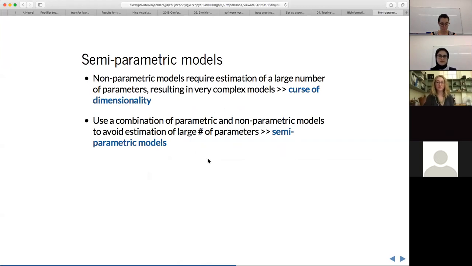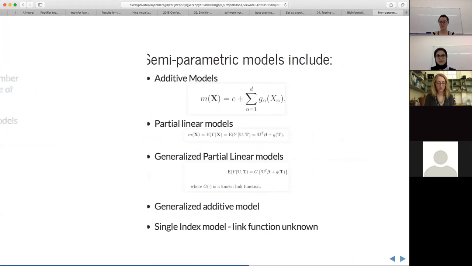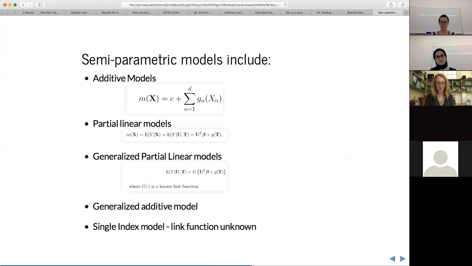So one of the solutions is to use a combination of parametric and non-parametric models, just to avoid estimation of a large number of parameters. And this is where we have the semi-parametric models. Essentially, semi-parametric means that part of the model is parametric, relying on some distributional assumption of the data, versus some part of the model is not making any assumptions about the distribution of the data.